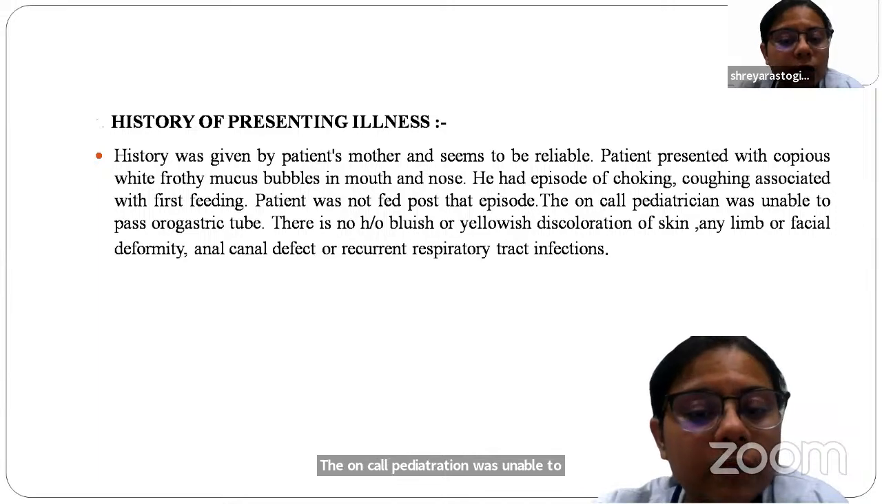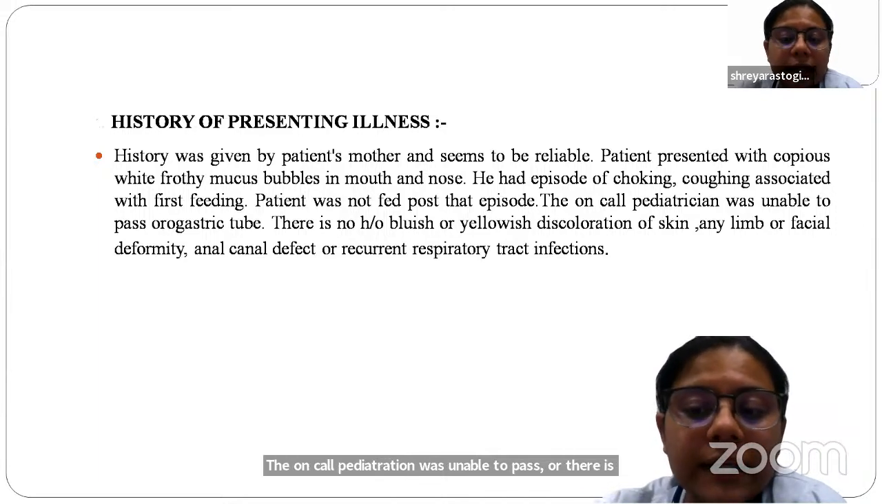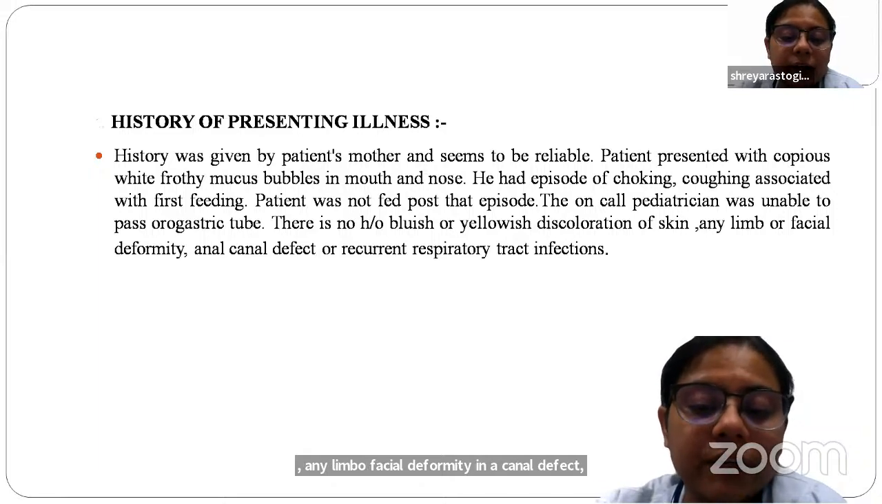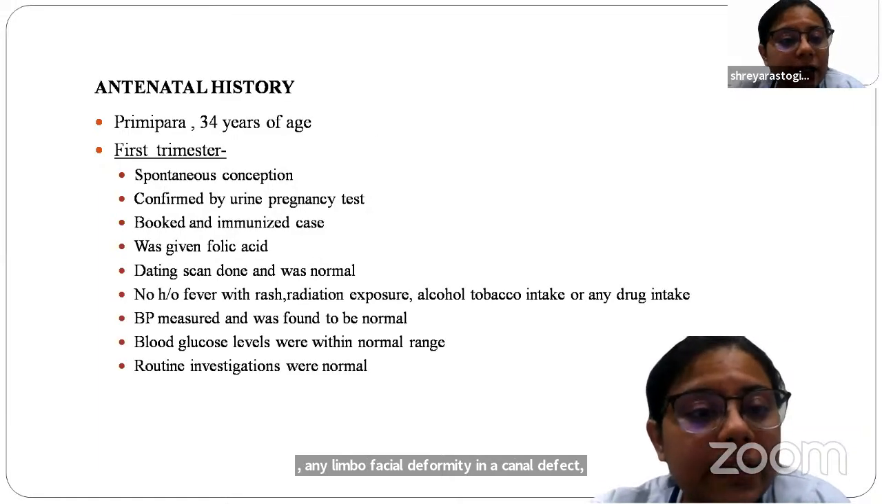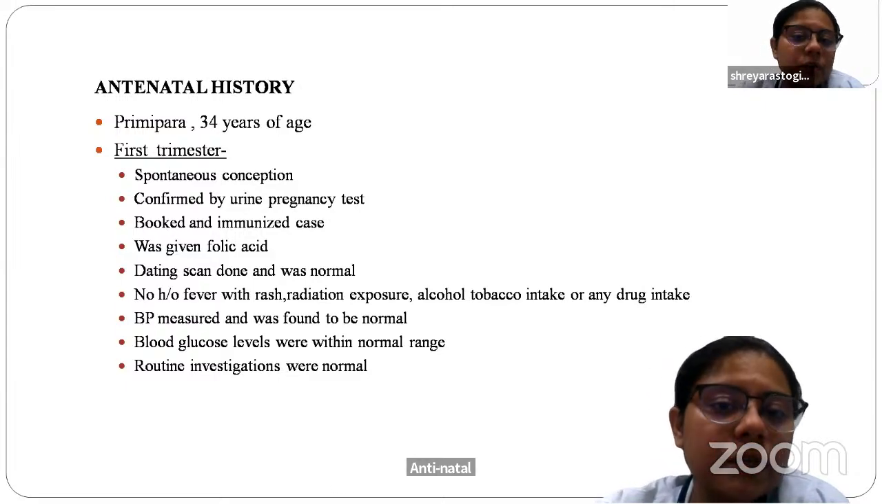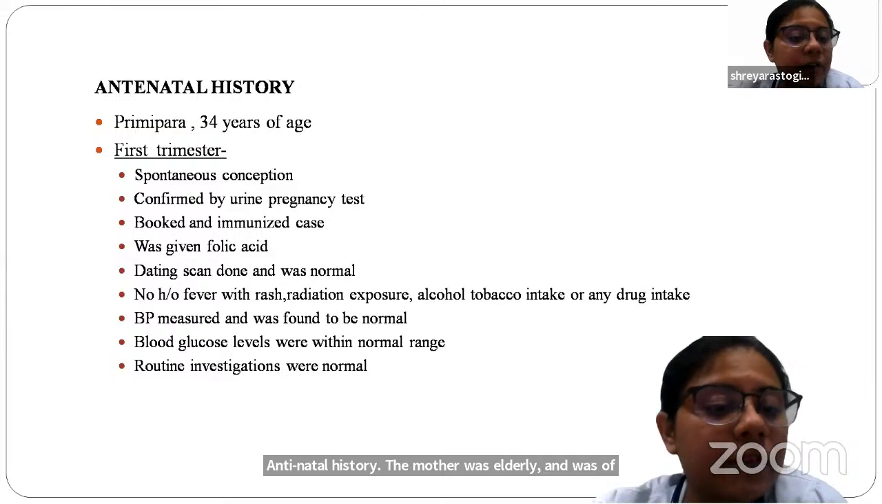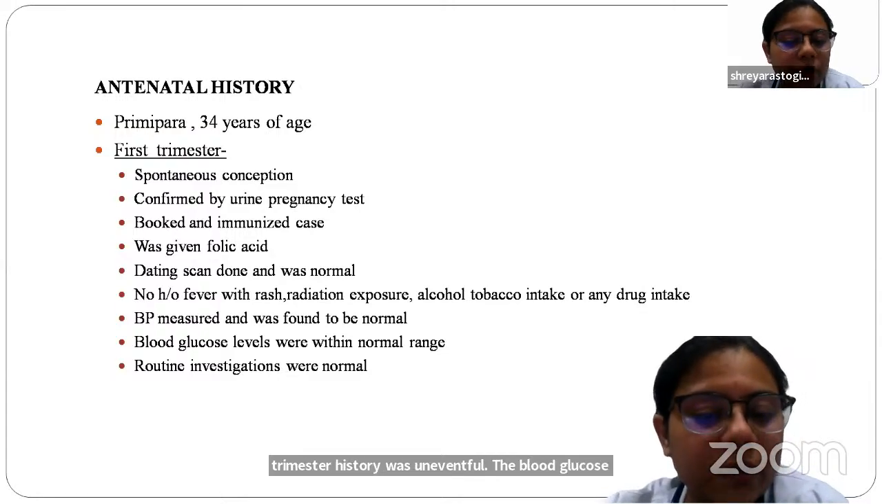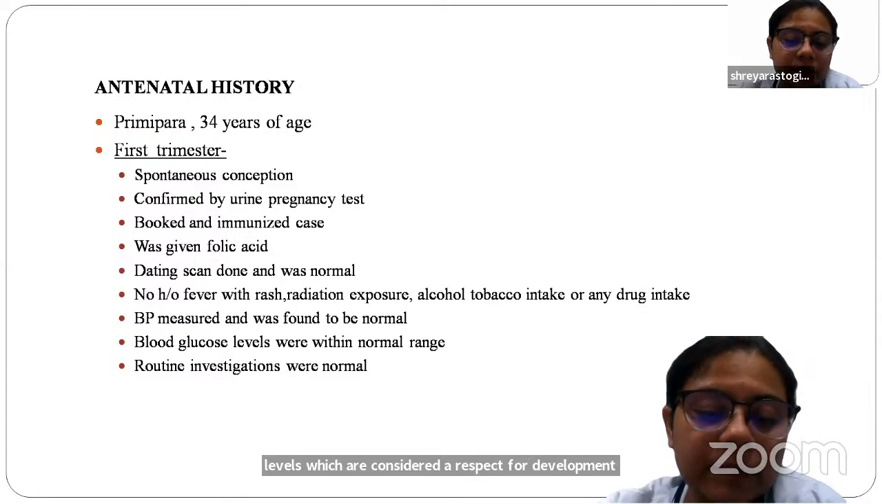There is no history of bluish or yellowish discoloration of skin, any limb or facial deformity, anal canal defect, or recurrent respiratory tract infections. Antenatal history: the mother was an elderly gravida of 34 years of age. She was primiparous. Her first trimester history was uneventful. The blood glucose levels, which are considered a risk factor for development of tracheoesophageal fistula, were within the normal range.